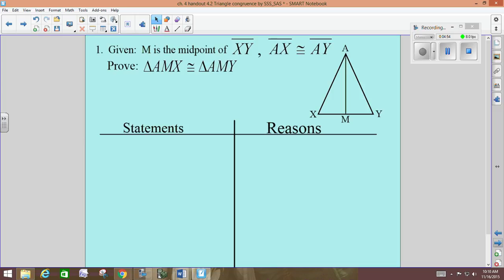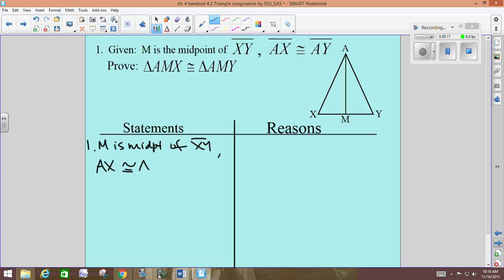Given M is the midpoint of segment XY, segment AX is congruent to segment AY. They want us to prove the two triangles are congruent. First step in a proof, given. Copy that down. Make sure you copy all of it. Sometimes the givens get kind of lengthy. You don't want to miss any part of it.